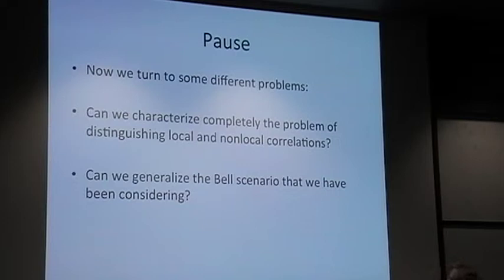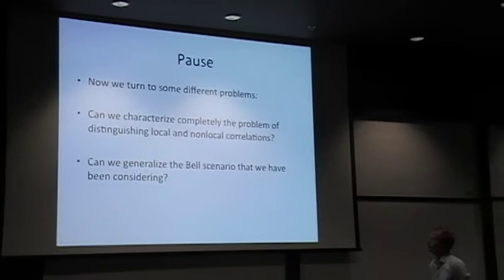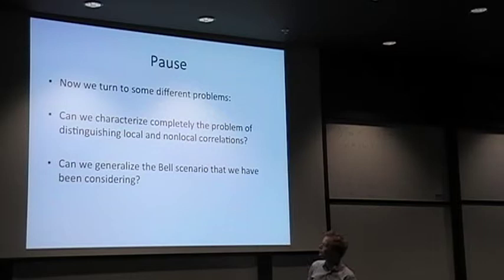The first is, can we characterize completely the problem of distinguishing local and non-local correlations? And it turns out yes, there's a nice formalism there. And the second thing is, can we generalize the Bell scenario that we have been considering? And the answer is just yes, and I'll tell you a bit about some pretty recent work, actually, just the last year or two, that's been doing just that.